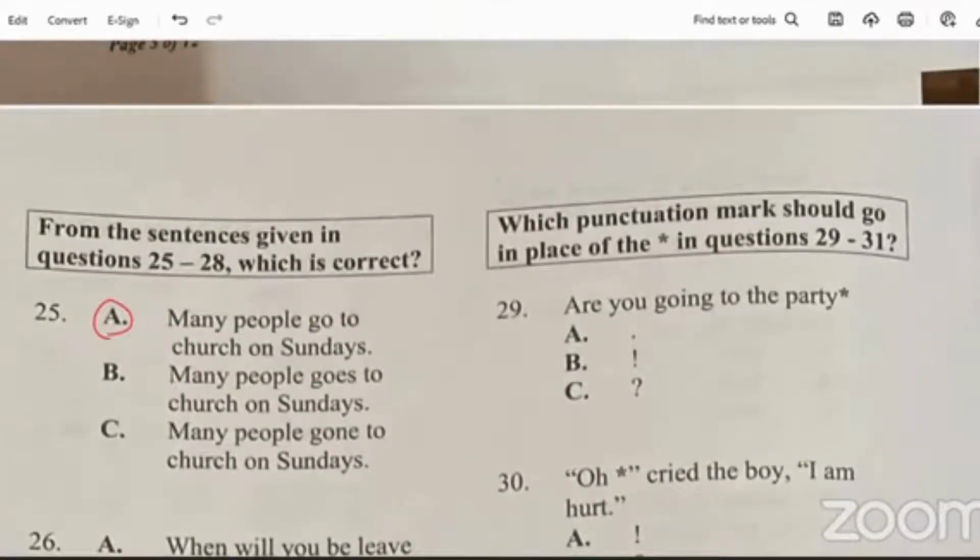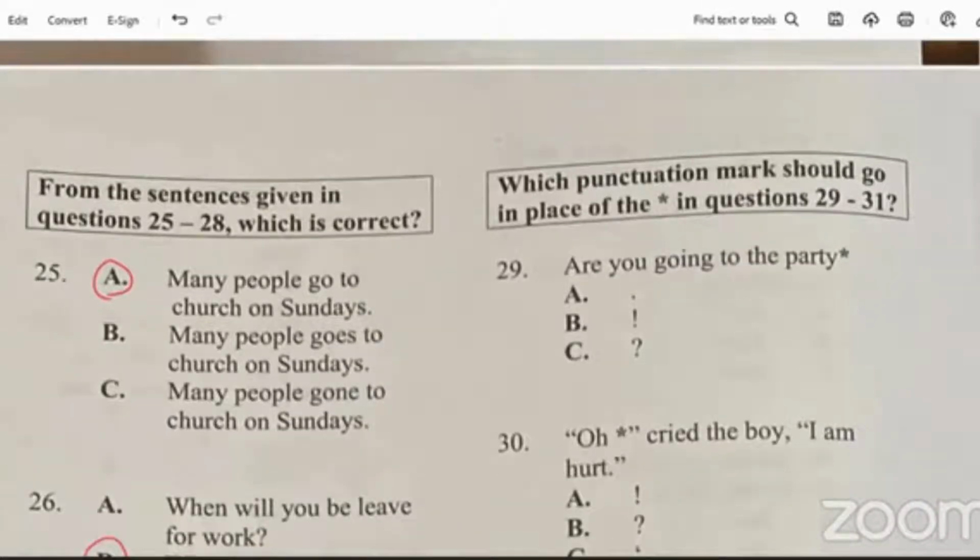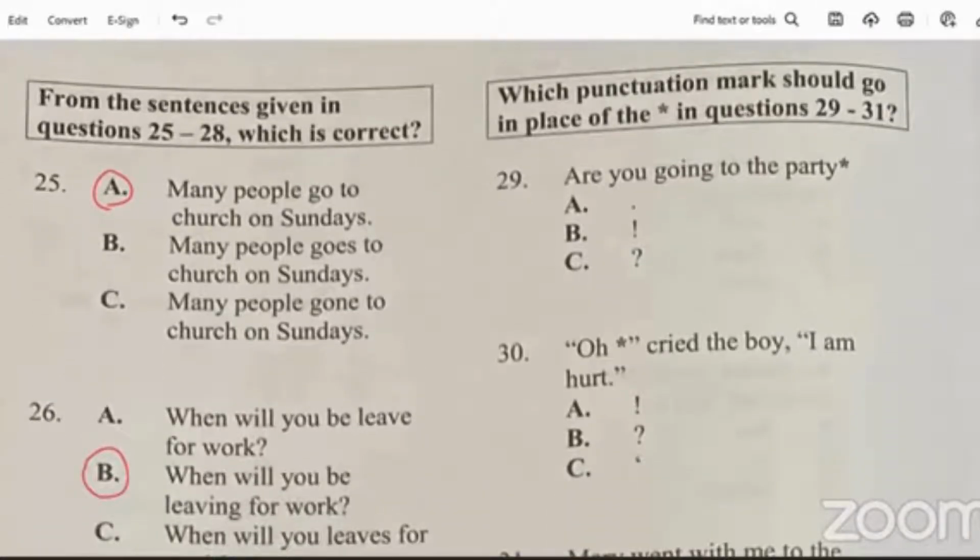All right, it saves paper to put the questions this way, I suppose. So which punctuation mark should go in place of the asterisk in questions 29 to 31? And of course, we have seen these questions. Are you going to the party? That's a question, so the answer is C, the question mark.